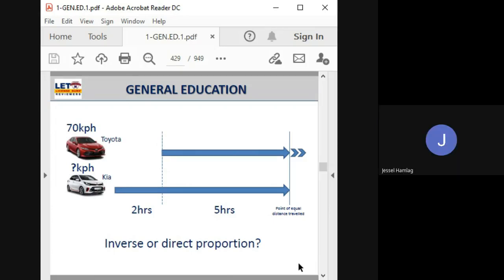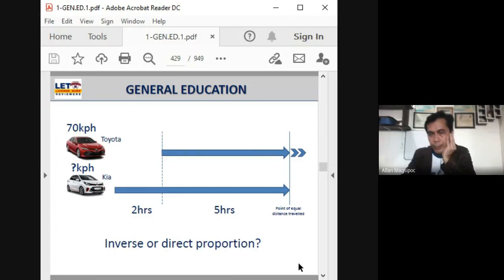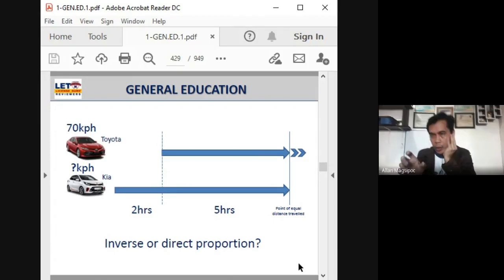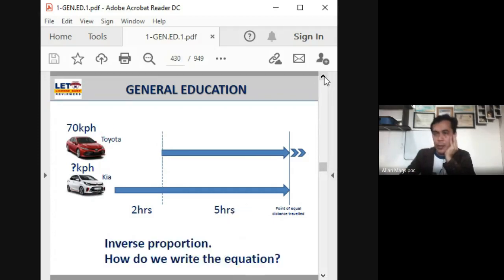I'm not sure, sir, but it's inverse. Inverse? If the car is fast enough, is the time shorter or longer? If the speed increases, is the time shorter or longer? Shorter. Yes. That means inverse. The faster the car travels, the shorter the time to reach the destination, right? So it's inverse proportion. So how do we identify A, B, and C?